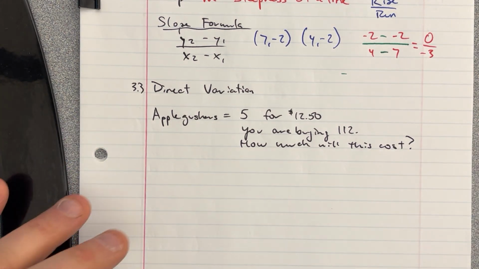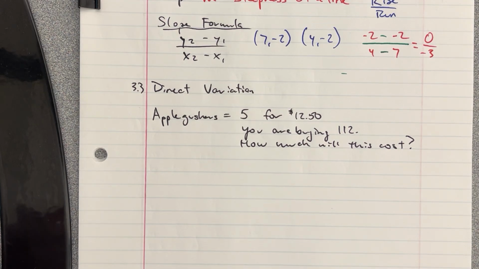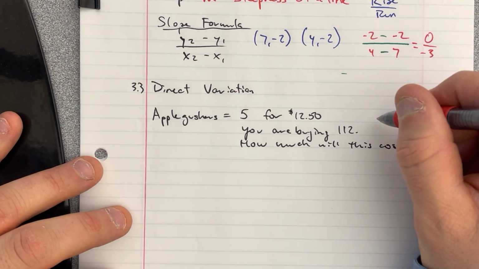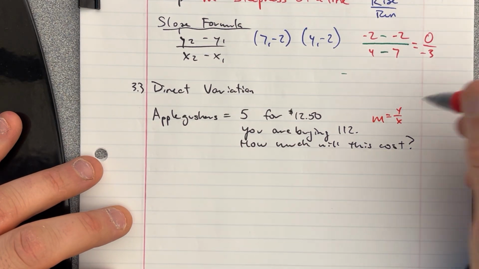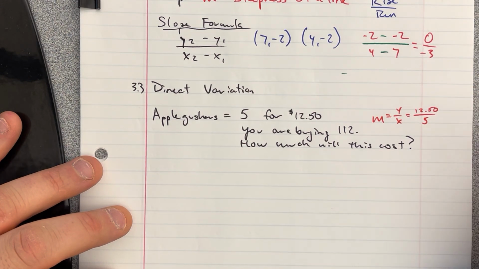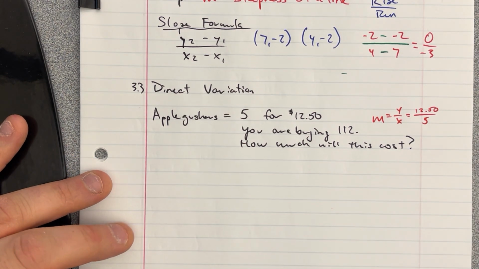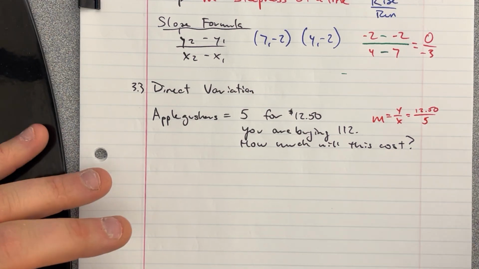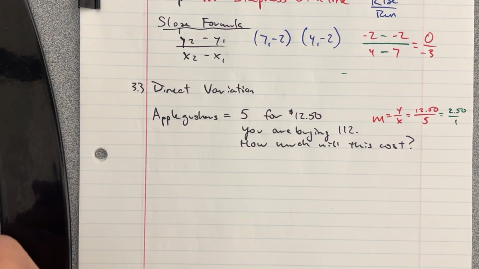All right, so this information, I can utilize this top part here to create my slope. So my slope here would be m equals y over x. My y is my money, so let's go with $12.50, and my x is 5. Now, normally I say, hey, let's not have a decimal within our slope, but it's dealing with money, so it's no big deal. And if I simplify, this is going to be $2.50 over 1. So I know that one of them is going to cost me $2.50.